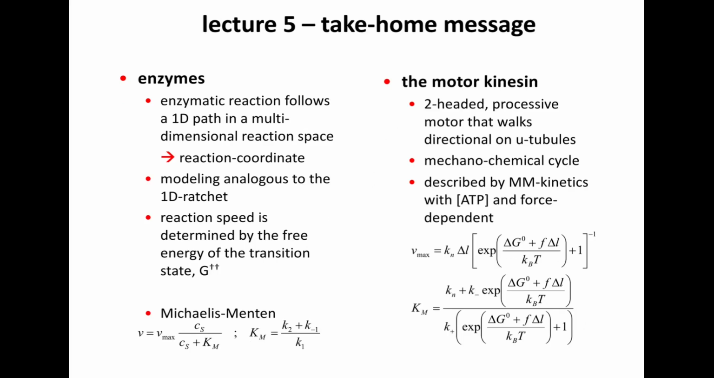So in summary, the take-home messages for lecture 5 are that we looked at molecular machines and we identified that molecular machines can be described in two ways in an identical way. On one hand, we can view the molecular machine, in that particular case the molecular motor, as a machine working in real space, or we can describe it as an enzyme that facilitates a chemical reaction.